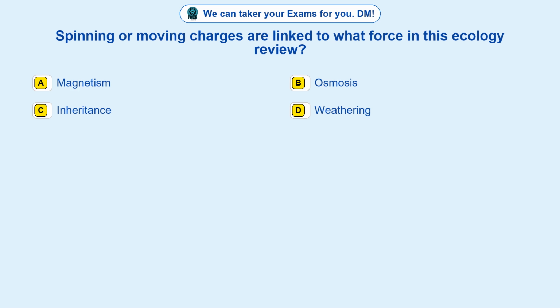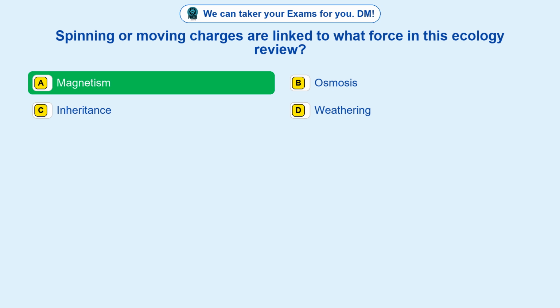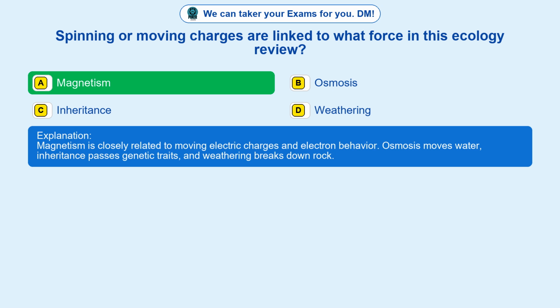Question 74. Spinning or moving charges are linked to what force in this ecology review? Option A, magnetism. Option B, osmosis. Option C, inheritance. Option D, weathering. The correct answer is option A, magnetism. Magnetism is closely related to moving electric charges and electron behavior. Osmosis moves water, inheritance passes genetic traits, and weathering breaks down rock.